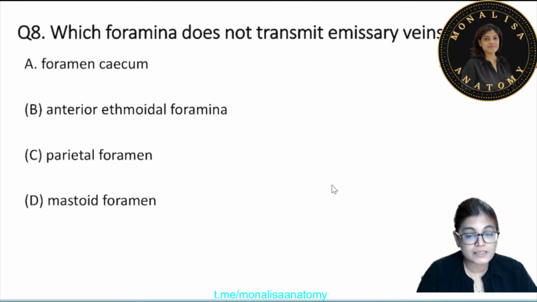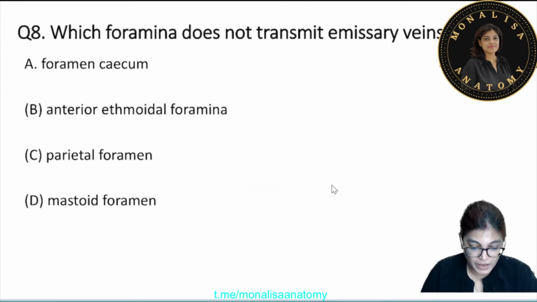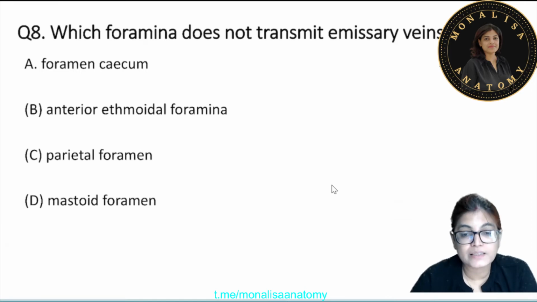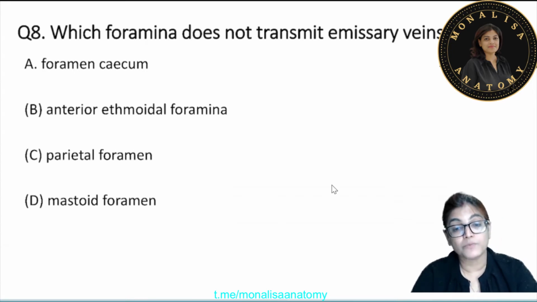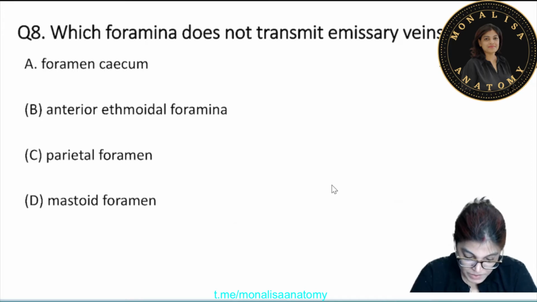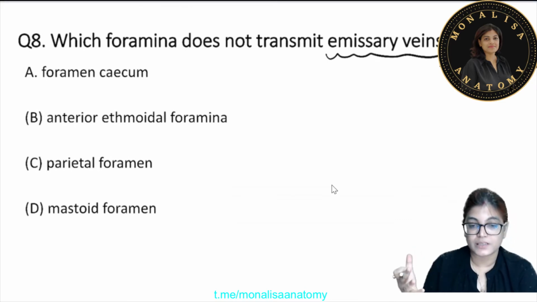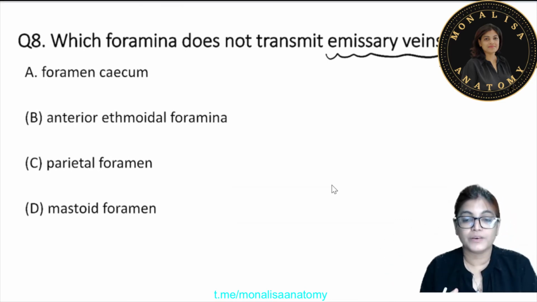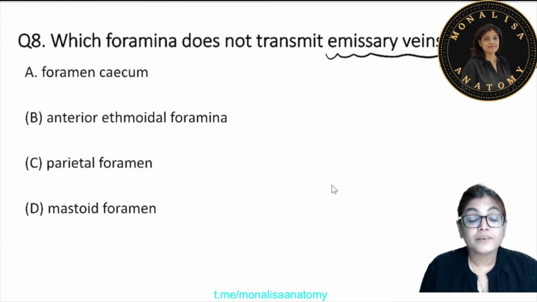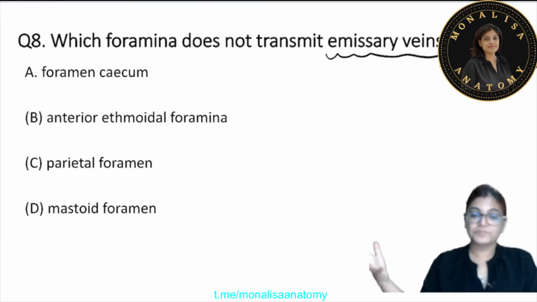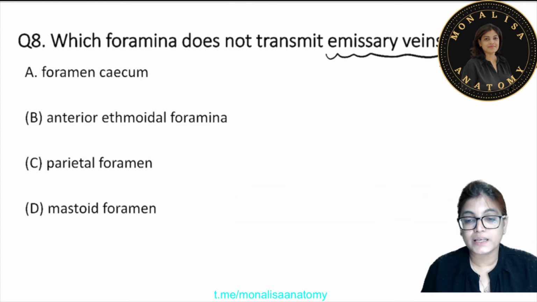Which foramina doesn't transmit any kind of emissary veins? Which of the foramina is not connected with the passage of any emissary vein? The options are foramen cecum, anterior ethmoidal foramen, parietal foramen, mastoid foramen. Firstly, I want to tell you what emissary veins are. Emissary veins connect the external veins of the scalp with the veins lying inside the cranial cavity, the dural venous sinuses. So they form a passage for external infections of the scalp to drain into the internal dural venous sinuses.